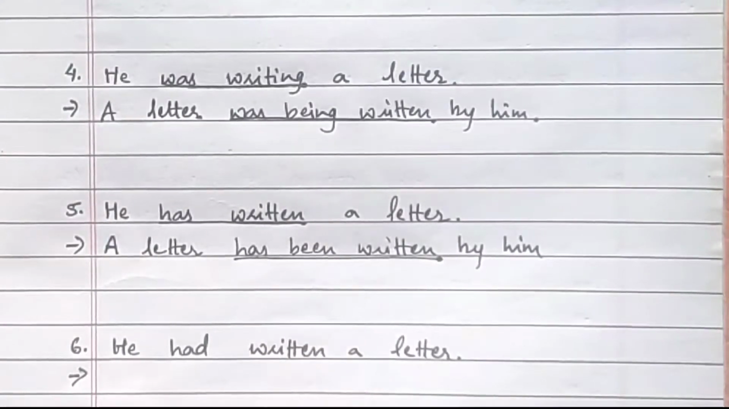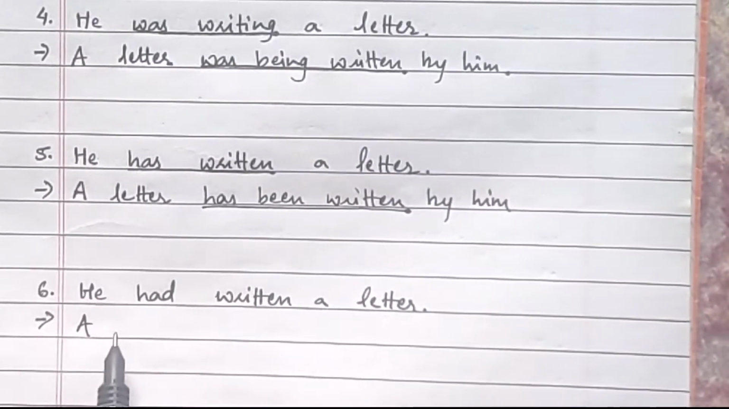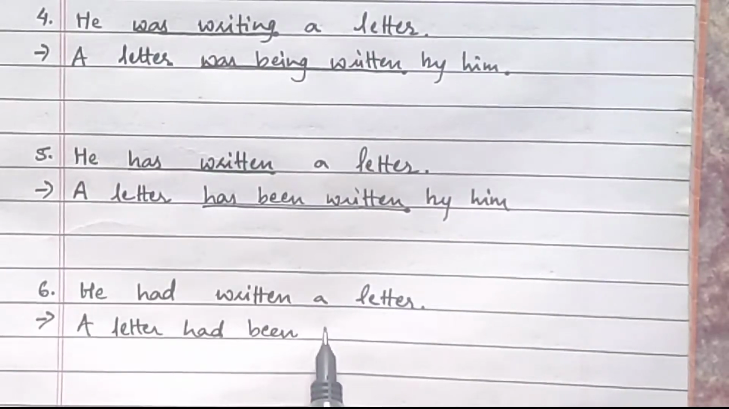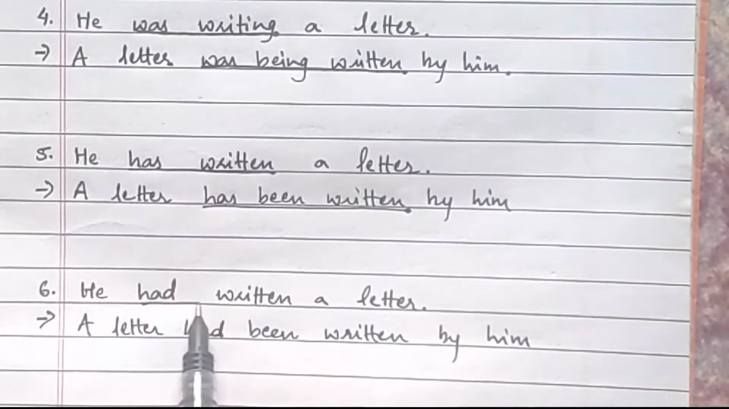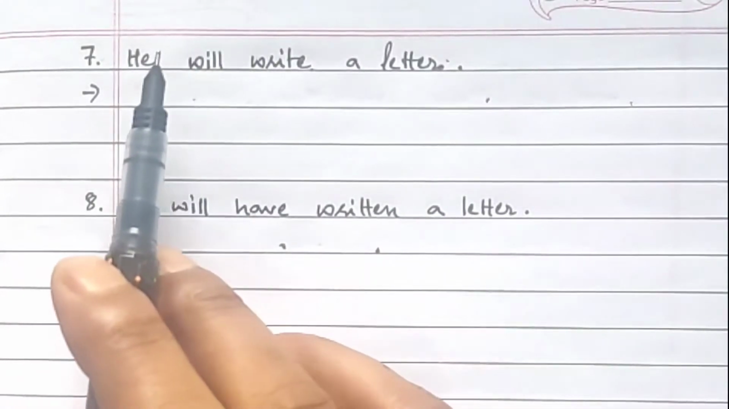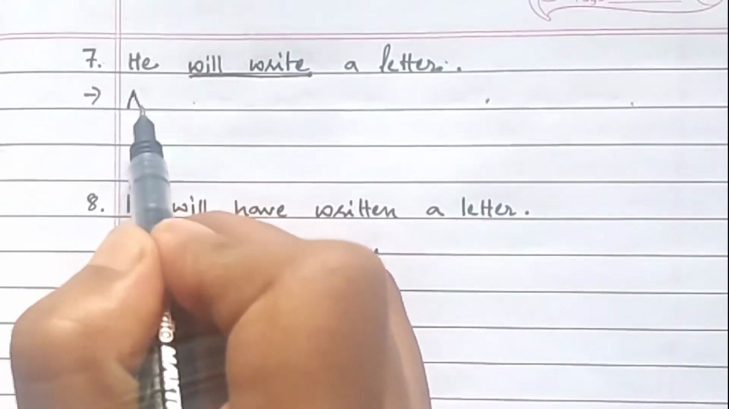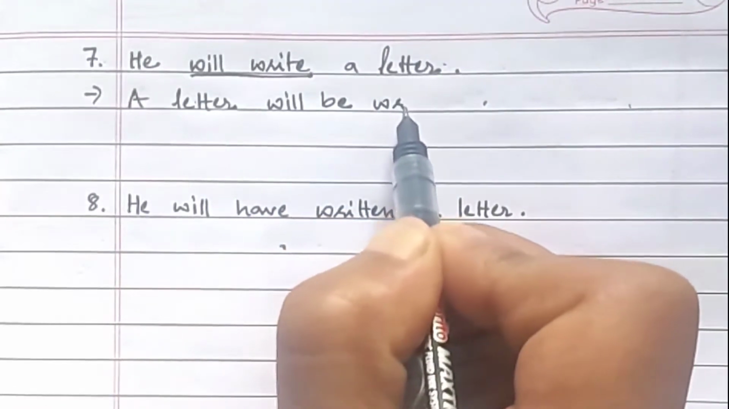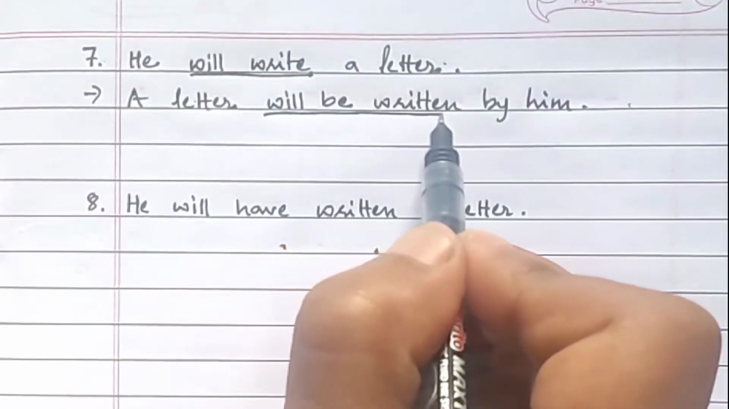So next one is he had written a letter, that is past perfect tense. This is present perfect, this is past perfect. So it will be like this. A letter had been written by him. Had written, had been written. So next is he will write a letter. So you can see here will write, this is simple future tense. So it will be changed like this. A letter will be written by him. So simple future will be written or shall be written.